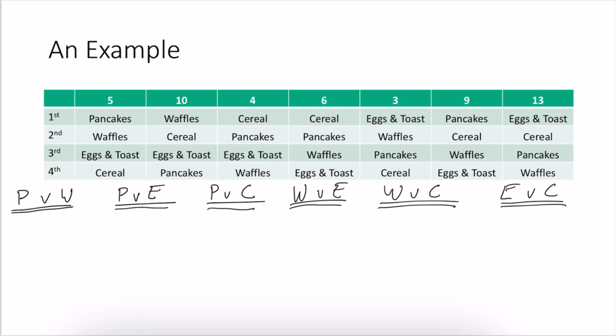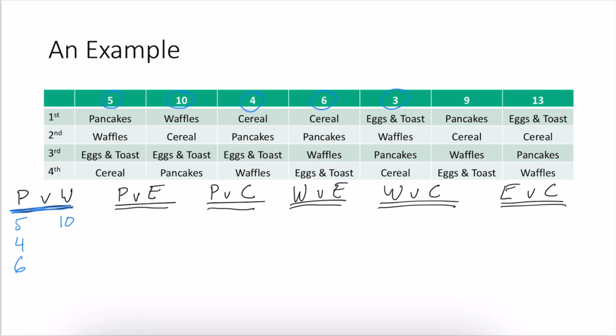To do this, I would go through each column and determine the winner for the pair that I'm looking at. If I'm looking at pancakes versus waffles, these 5 votes are going to go to pancakes because pancakes is first and waffles are second. These 10 votes are going to go to waffles because waffles is first and pancakes are fourth. These 4 votes will go to pancakes because pancakes is second while waffles is fourth. These 6 votes will also go to pancakes because pancakes is second and waffles are third.